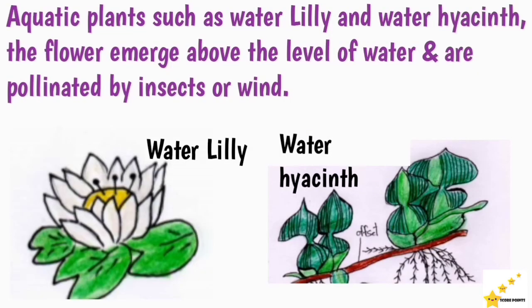In a majority of aquatic plants such as water hyacinth and water lily, the flowers emerge above the level of water and are pollinated by insects or wind, as in most of the land plants.